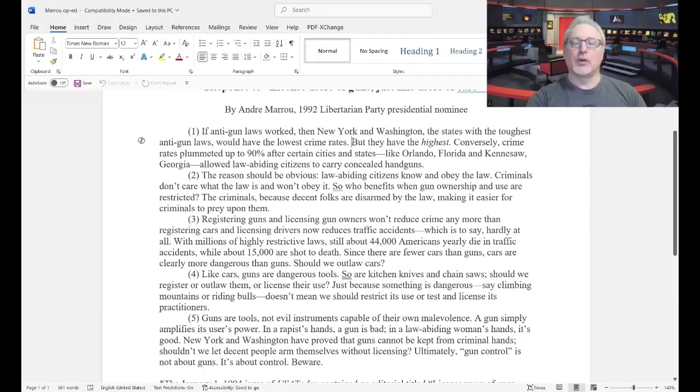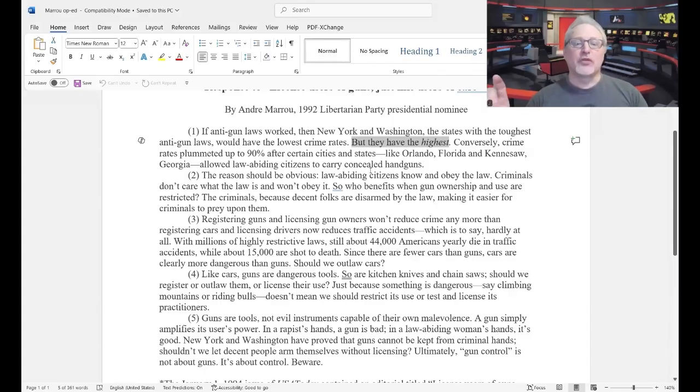I'm referring to the sentence here where he said, but they have the highest. They is New York and Washington. If anti-gun laws worked, then New York and Washington would have the lowest crime rates, but they have the highest. This is actually, I think, the structure of one of the deductive argument patterns that we looked at. So we're definitely on track here. He then gives some statistics. Crime rates plummeted up to 90% after certain cities and states allowed law-abiding citizens to carry concealed handguns.